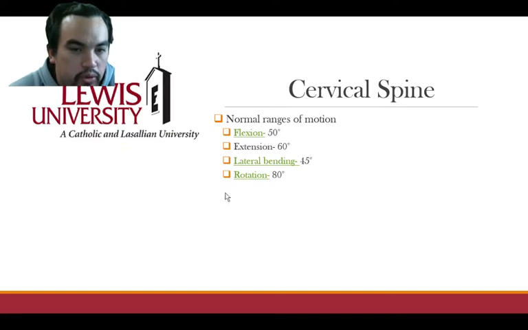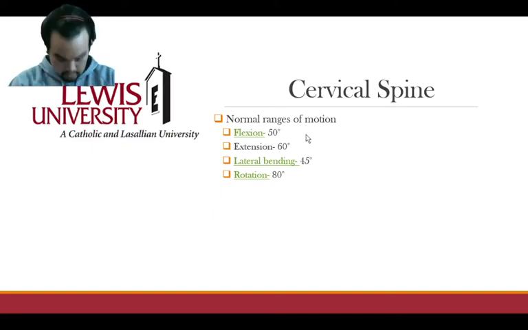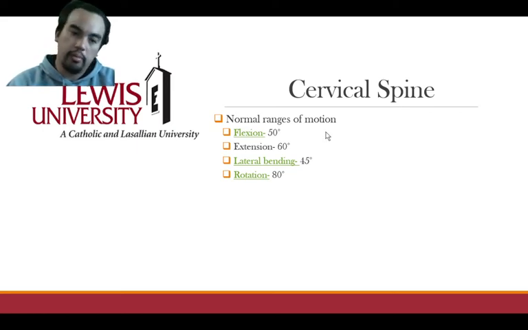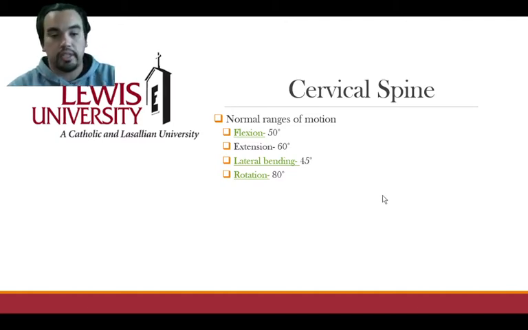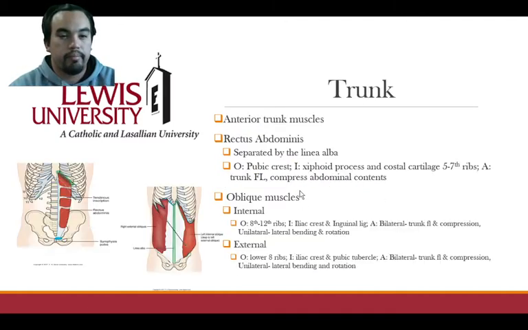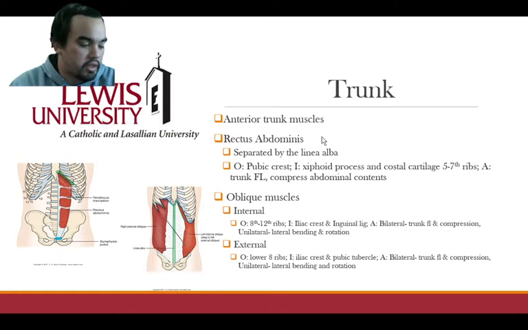Normal range of motion for the cervical spine, so we have flexion here, extension there, lateral bending there, 45, and rotation of 80 degrees. And then we move on to the trunk.